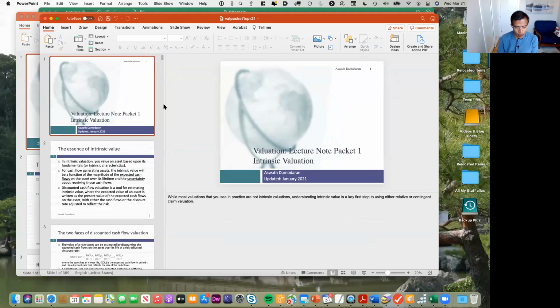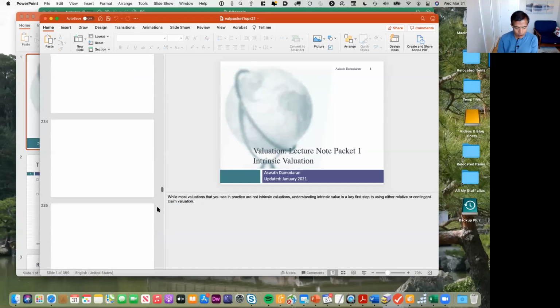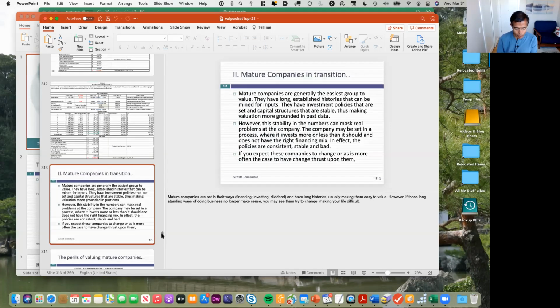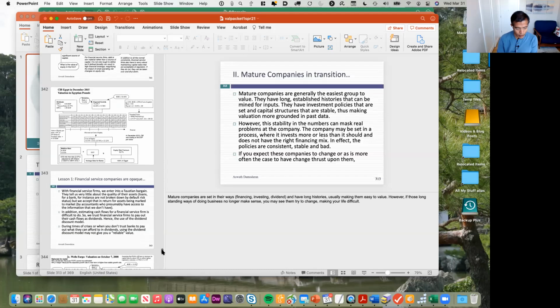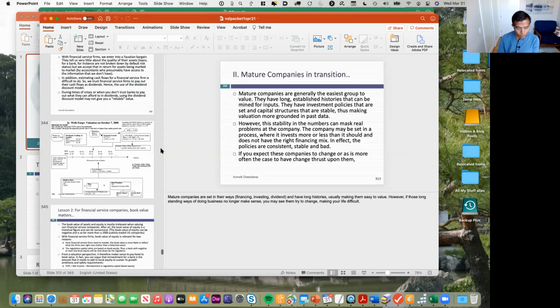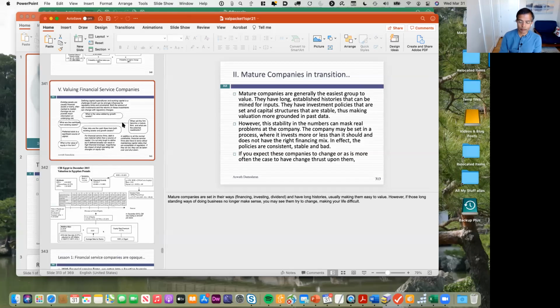I think we were on page 313, maybe. Let's see, 313. No, we were further back. 341, I think. Yeah, 341. Let's go to valuing financial service companies.